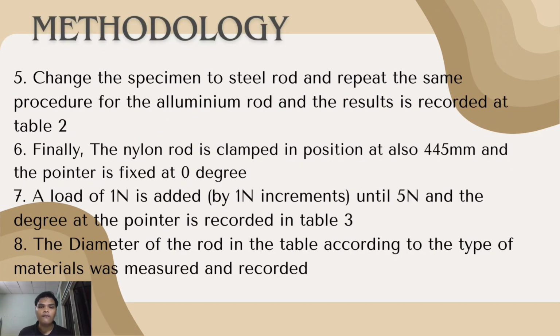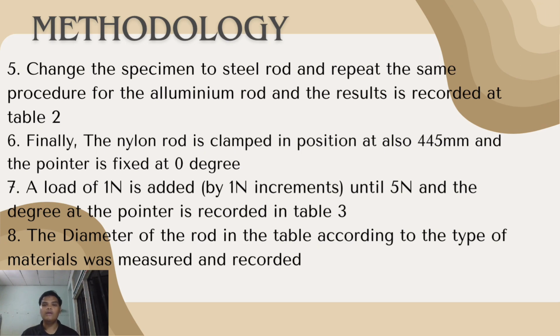After recording for the aluminium rod, we will change the specimen to the steel rod and repeat the same procedure as for the aluminium rod, and the results will be recorded in Table 2. Finally, the nylon rod is clamped in position at 445 mm and the pointer is fixed at 0 degree. A load of 1 Newton is added, in 1 Newton increments, until 5 Newton, and the degree at the pointer is recorded in Table 3. The diameter of the rod, according to the type of material, was measured and recorded.